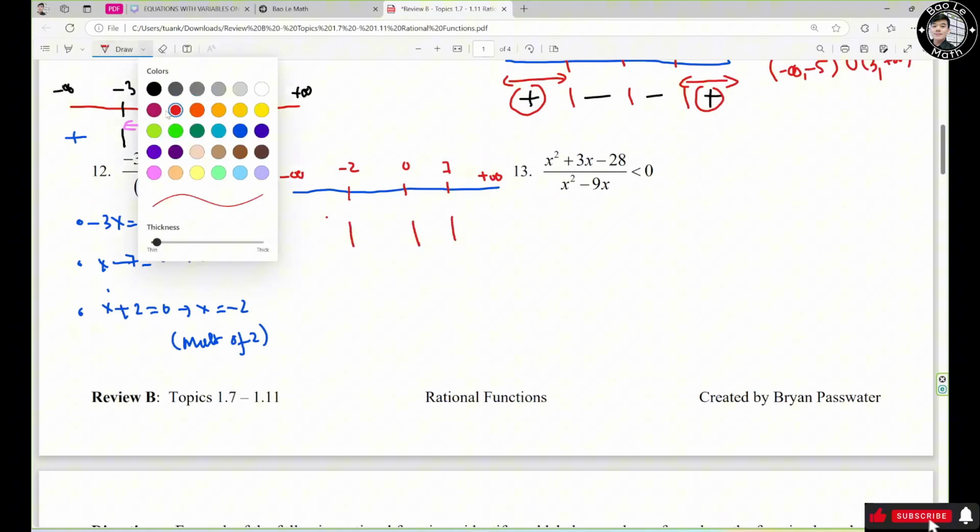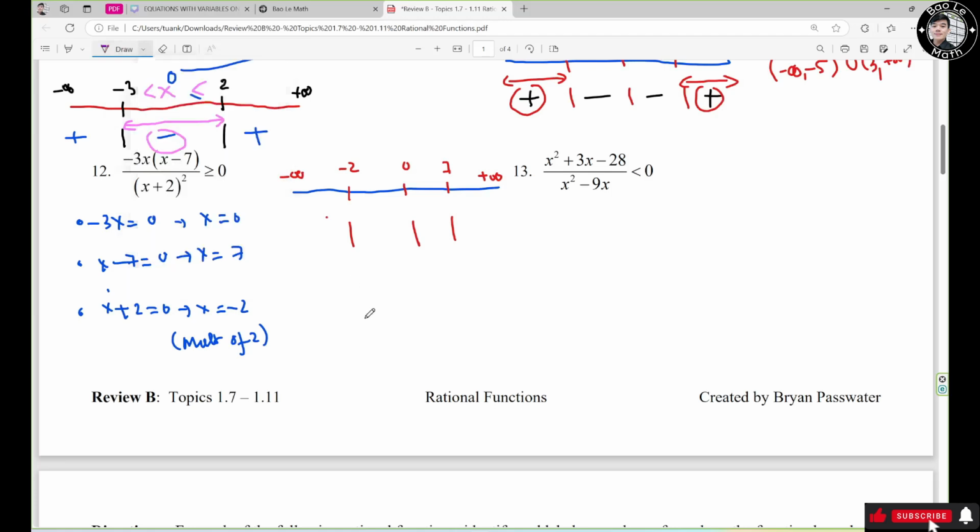Now I'm going to pick a number within any interval and test for the sign. I'm going to pick 1 right here, within 0 and 7, and substitute over here. So negative 3 times 1 is negative 3, 1 minus 7 is negative 6, over 1 plus 2 is 3, so 3 squared. So this is always positive, so we put the positive side right here.